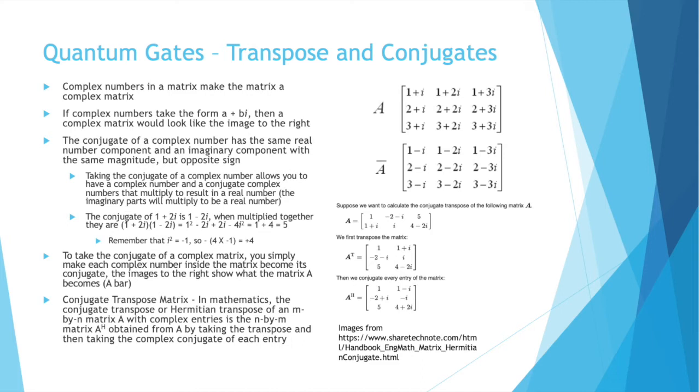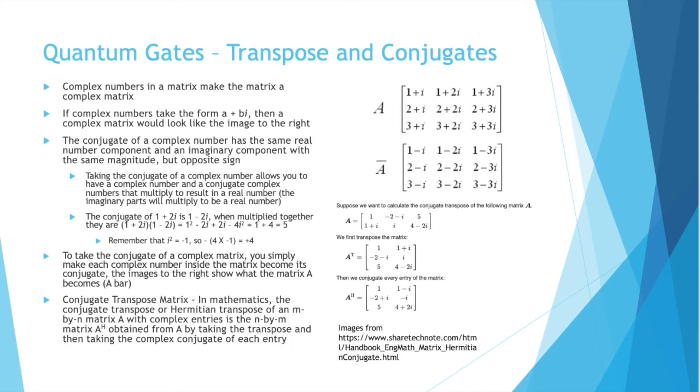noticeable difference. The conjugate of a complex number has the same real number component and imaginary component with the same magnitude, but opposite sign. So instead of 1 plus i, it's 1 minus i. Instead of 1 plus 2i, it's 1 minus 2i. So see how the real number stays the exact same, and the imaginary number has the same magnitude, but the sign is different? Plus 2i becomes minus 2i. The 1 stays the same. That is what a conjugate is.